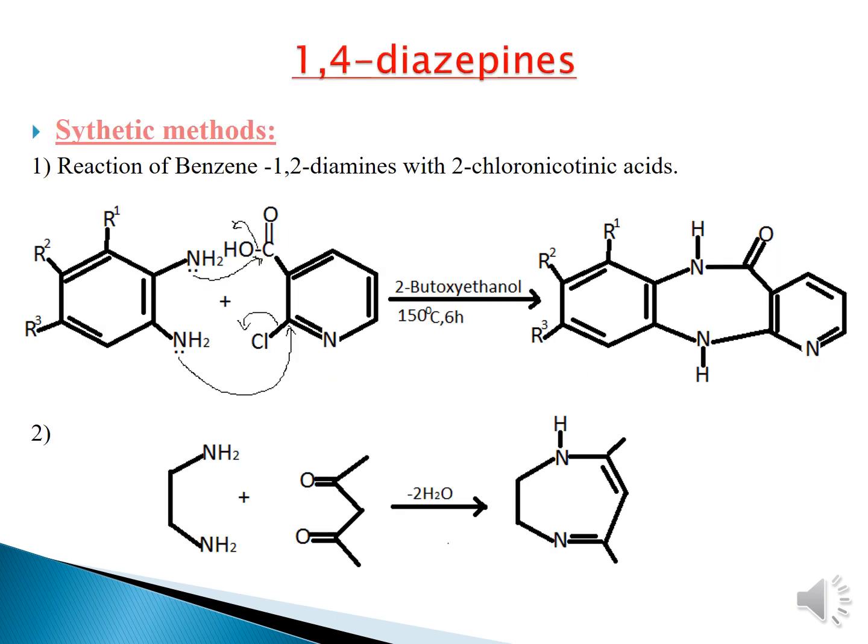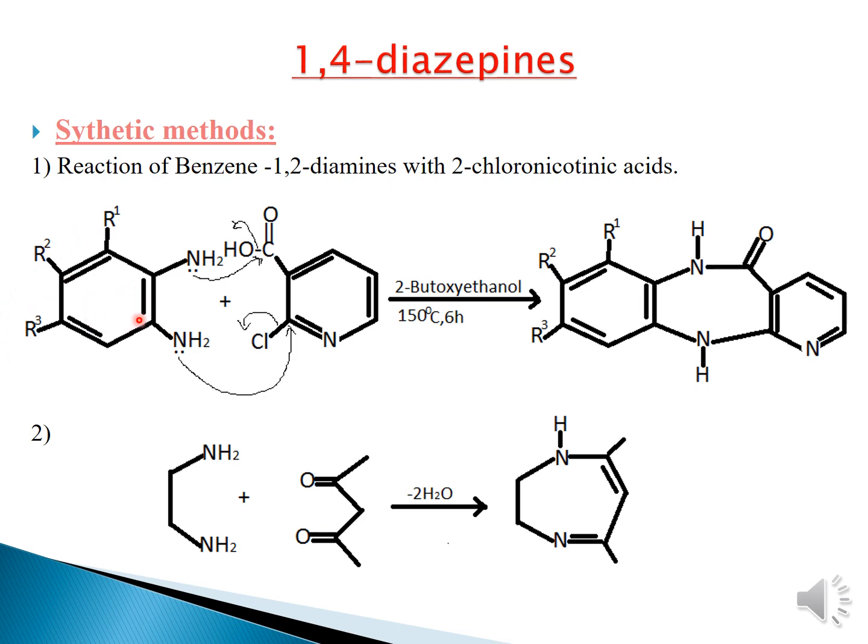Move on to next, it is your 1,4 diazepine, and how you synthesize 1,4 diazepine. I have said earlier how you should know that it is a 1,4 diazepine, in the very first slide of this diazepines. So here moving on to synthesis, you are taking the amine molecule, benzene 1,2 diamines, two molecules of amines are attached with the benzene molecule, and all these are your alkyl substituents.